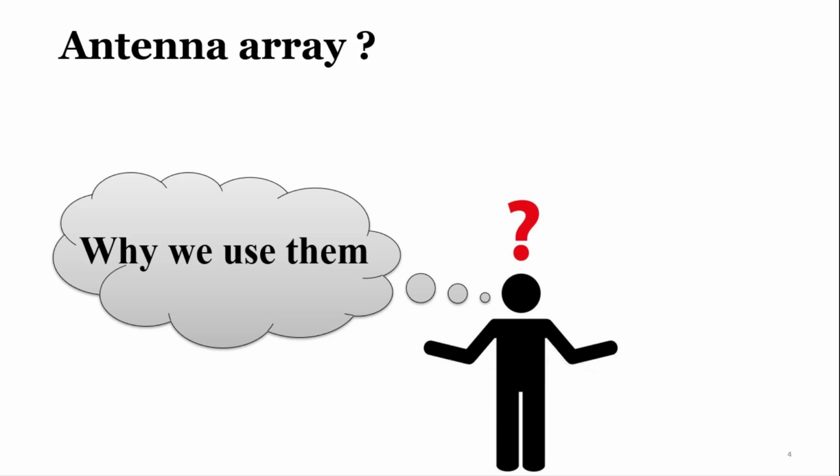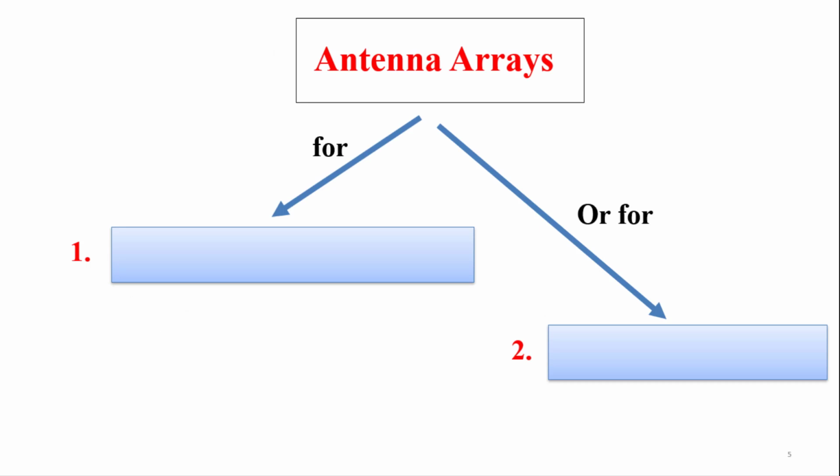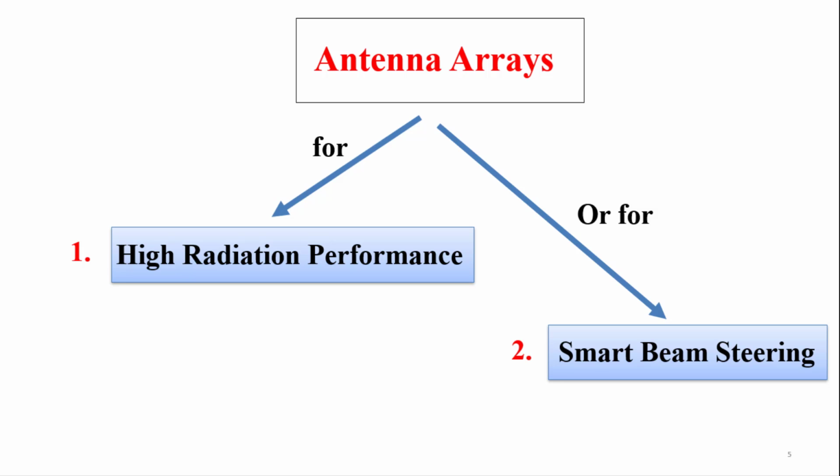The question we can ask is, why do we use them? Why do we use antenna arrays instead of a single antenna element? We have two cases. In the first case, I am searching for high radiation performance, so here I talk about gain and directivity. And in the second case, I talk about smart beam steering, so here I talk about intelligent or smart array antennas.